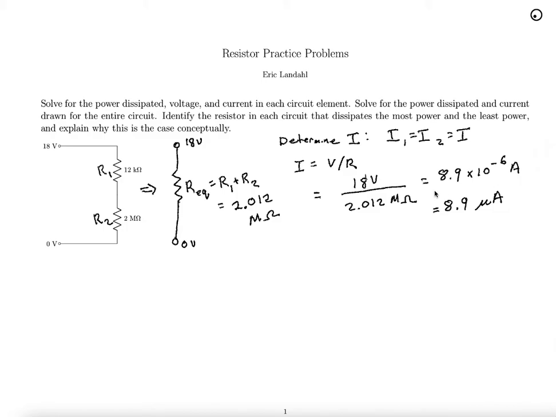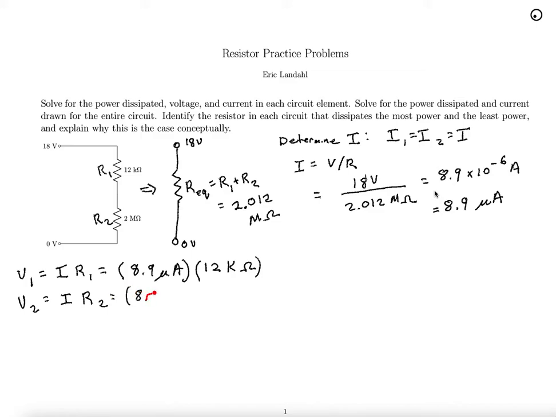Next, we're going to calculate the voltage across each resistor. So V1, which is the voltage across the first resistor, is IR1. So that will be 8.9 microamps times 12 kilo ohms. And V2 will be IR2, 8.9 microamps times 2 mega ohms.